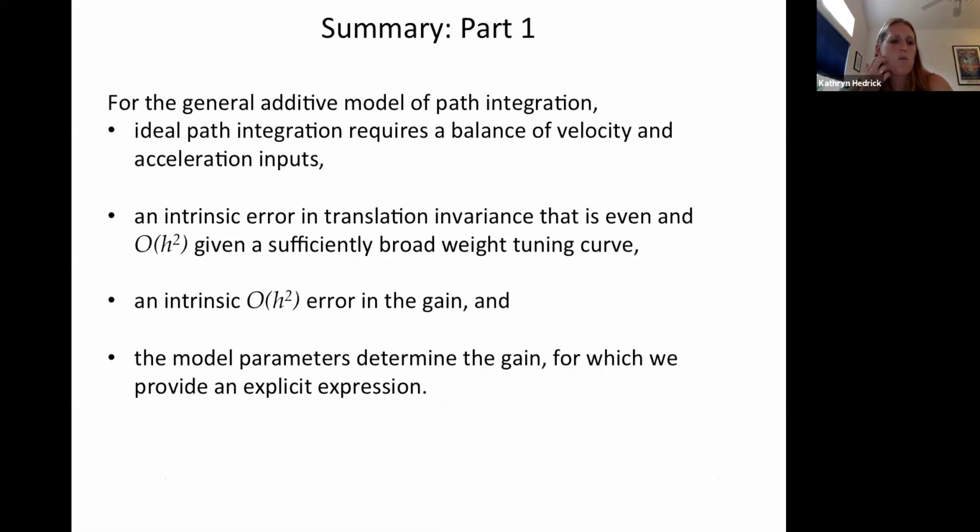And this concludes part 1 of my talk. This is part of the results we've had from this rigorous analysis, and the gain itself, this intrinsic error, is O of h squared. And we find that this error in V is O of h squared when that condition 1 holds in particular. And we've derived an explicit expression for the gain.